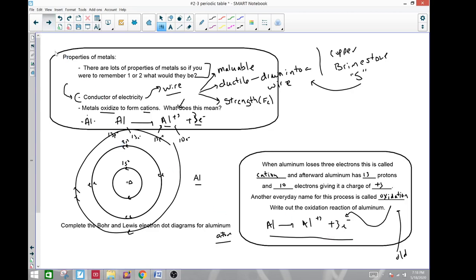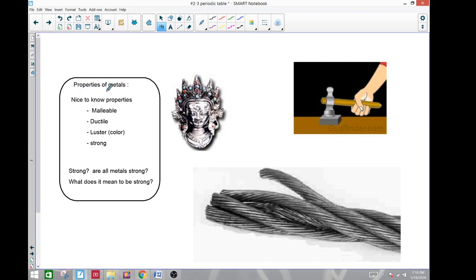All right, let's keep going here. So properties of metals. Malleable, ductile, luster, strong. Strong, are all metals strong? Not so much. We commonly call that twisted steel. Allows it to bend continuously without breaking. You have metals that are hammered into things nicely, pound them into shapes. So this is where we get our malleable, ductile, luster, strong.